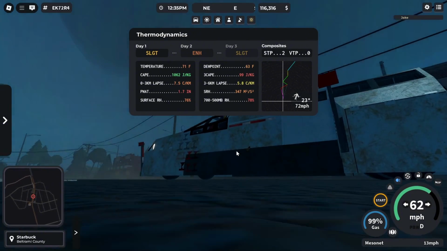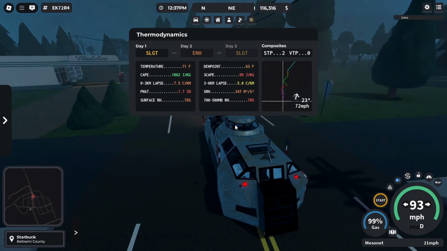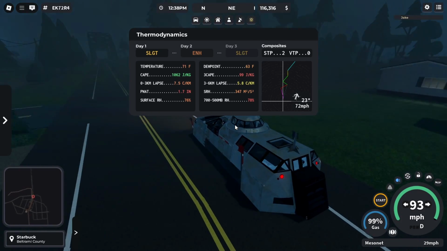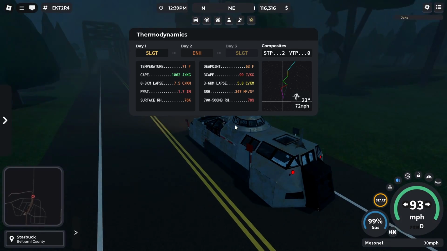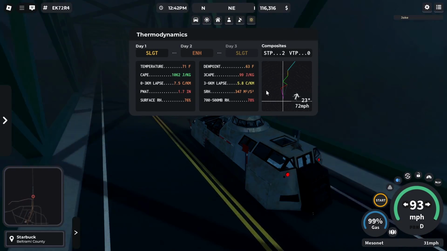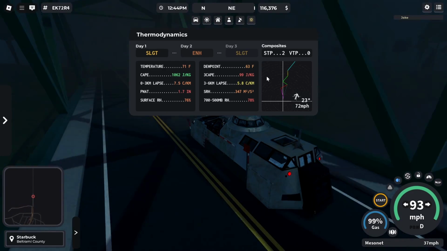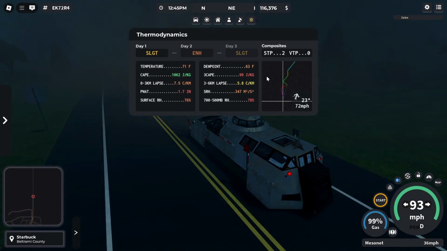Okay, pause. The main things I look out for are STP and VTP in the hodograph. So, for getting violent tornadoes such as 200 pluses, 300 pluses, you're going to need very high STP. The higher, the better. And VTP, that's also going to need to be pretty high.